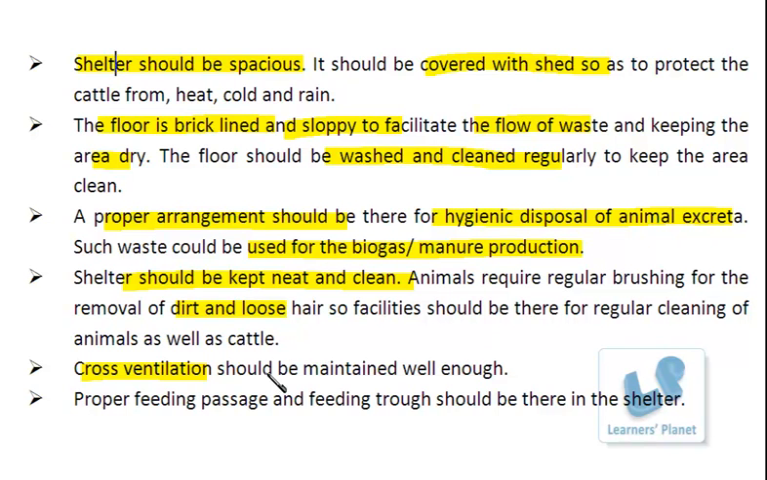After that, there should be a proper feeding passage and a feeding trough in the shelter, so as to provide nutrition to the organisms and to avoid spillage over the ground, right? So again it is supporting two things: one is the health of the organism and second is the cleanliness. These are some basic points related to the shelter.